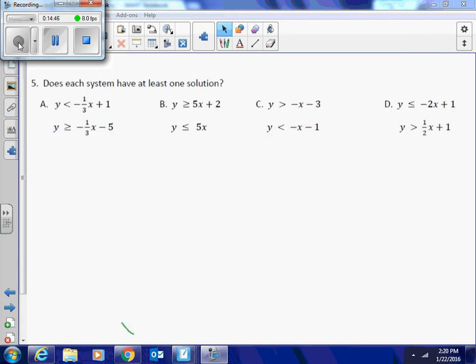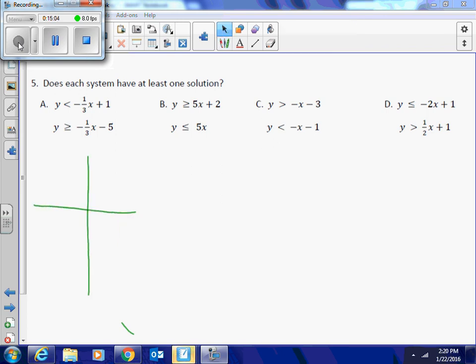All right, question number 5. Does each system have at least one solution? What I'm going to do in each case is make a quick sketch. Notice on the first couple of problems our slopes are parallel. So there is that possibility of not having a solution. Let me draw a coordinate plane.